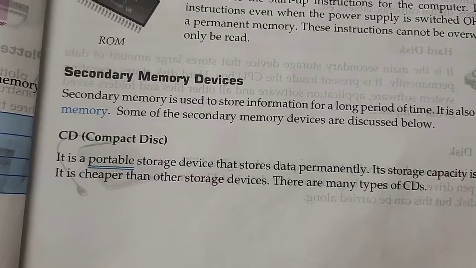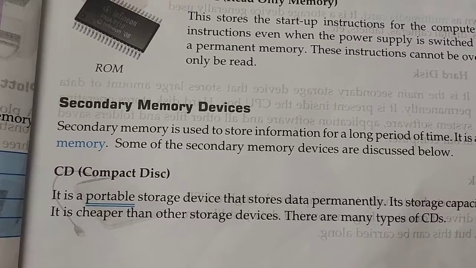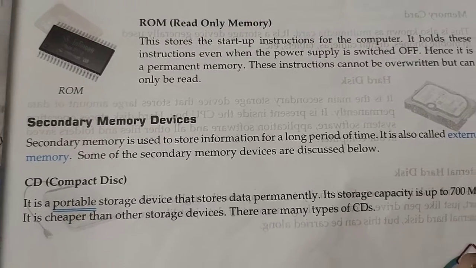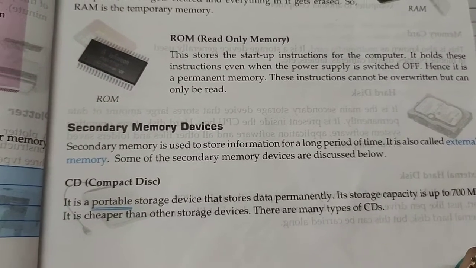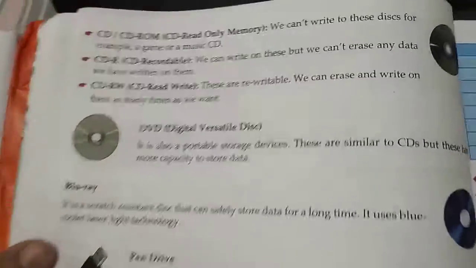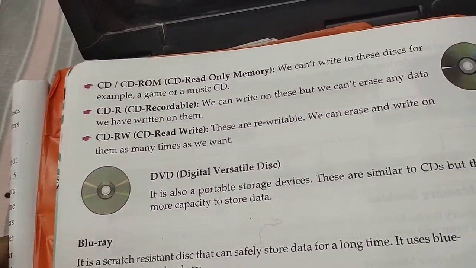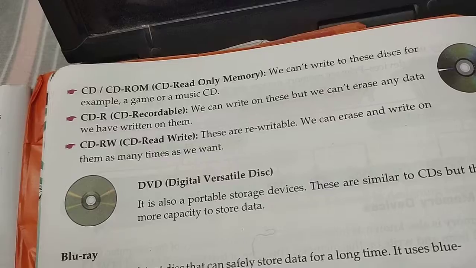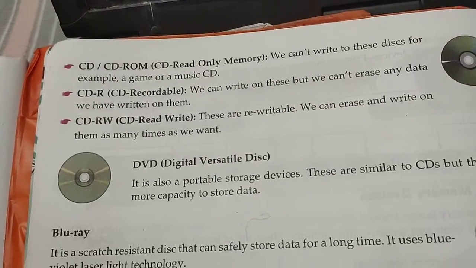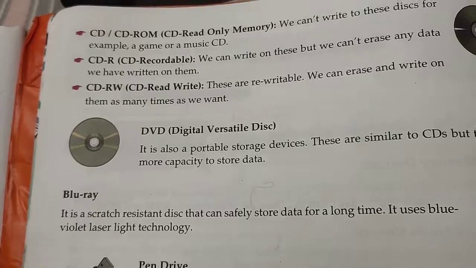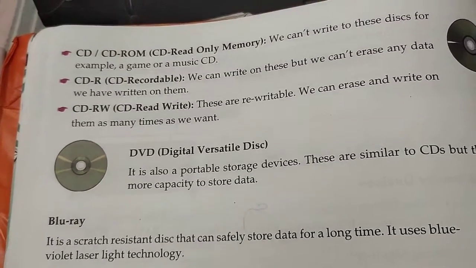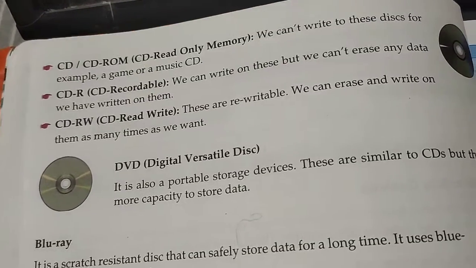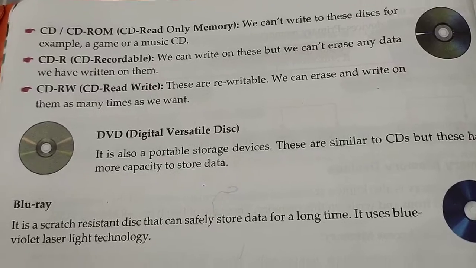Secondary parts, CD, compact disc. It is a portable storage device that stores data permanently. Its storage capacity is up to 700 MB. It is very less. CD has very little storage. CD-ROM, read-only memory. We cannot write to this disk. CD recordable, CD read-write. These are three types of CDs. Read-only memory CDs, which we can see but can't change, recordable CDs, and read-write, the CD on which we can read and write our data.